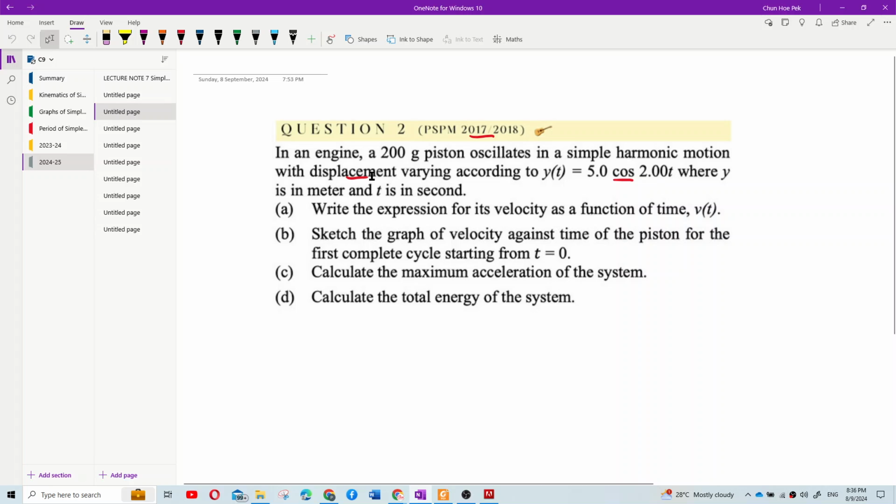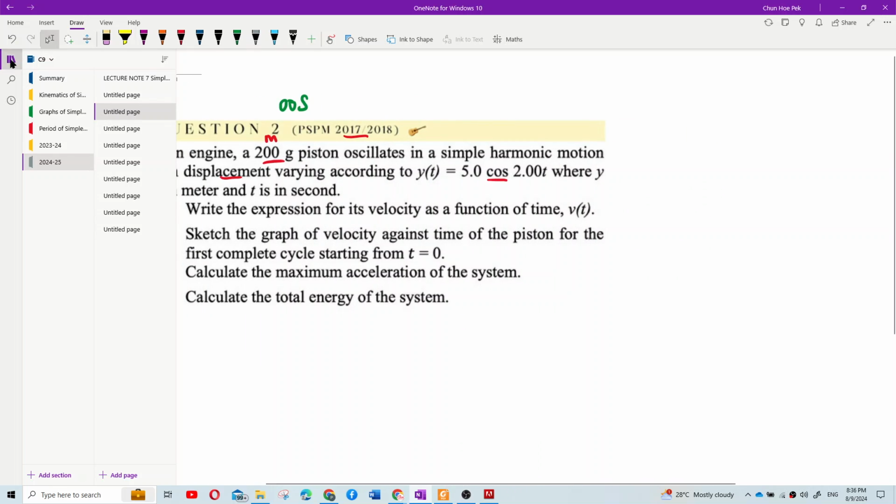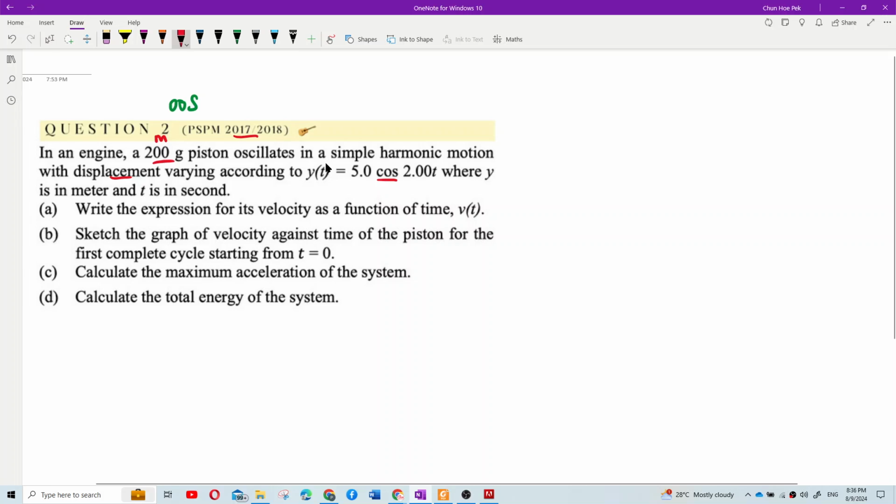But remember, this question is actually out of syllabus. But it's also good to know how to solve it if, let's say, your displacement equation is using cos. Understand? Okay. So OOS means out of syllabus. Okay, mass given 200 gram. So displacement equation. I want you to write here displacement equation.